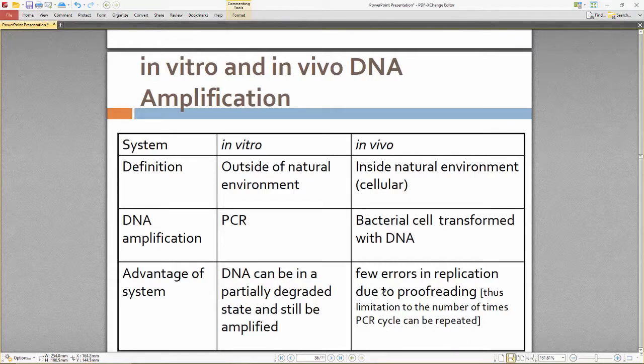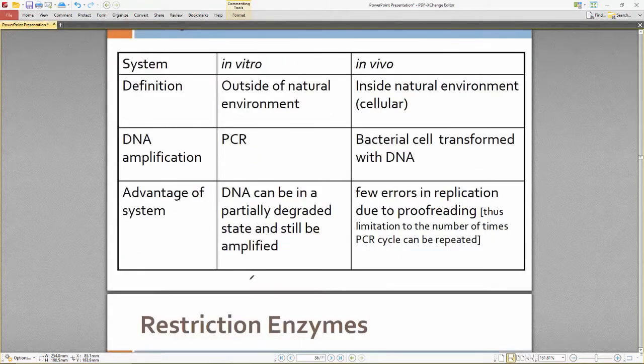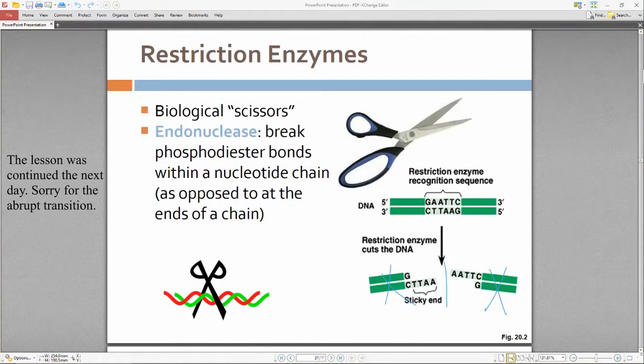After, did we say 8 cycles, you have a billion copies? You don't really know how many of those copies might have errors in them. So when you need your DNA to have very few errors, in vivo is superior. But if your DNA is partially degraded, let's say from a crime scene, or the errors don't matter too much to you, then PCR is better to use. Ask away, Nathan.